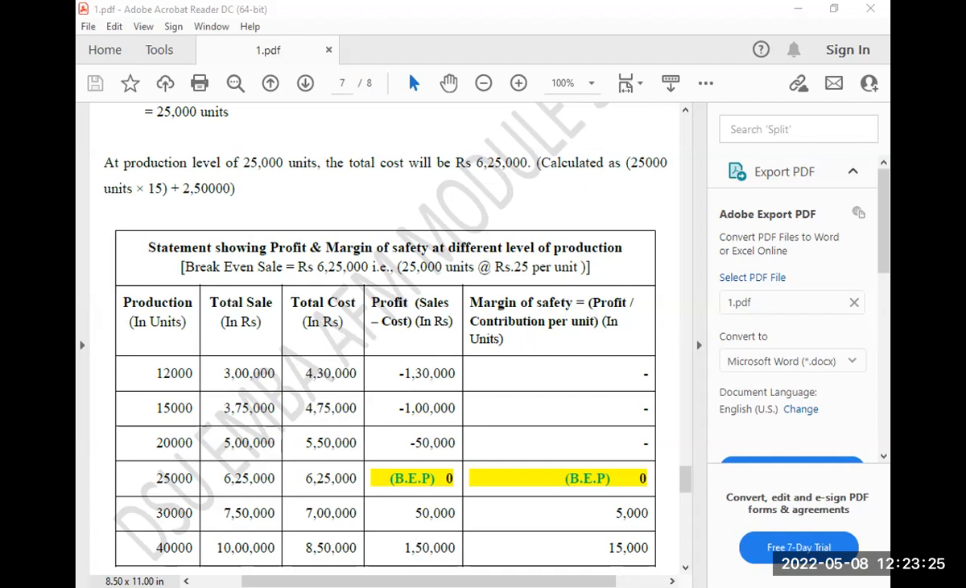Next, point number 2. What is the margin of safety for a profit of 90,000? If I want 90,000 rupees as profit, what should be my margin of safety? Margin of safety is equal to profit divided by PV ratio. Profit expected is 90,000 divided by 0.5, which is equal to 1,80,000.